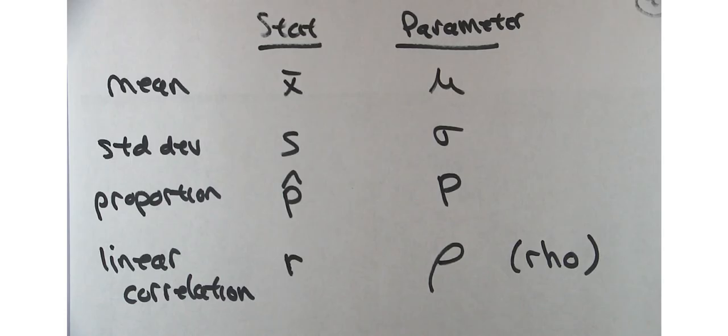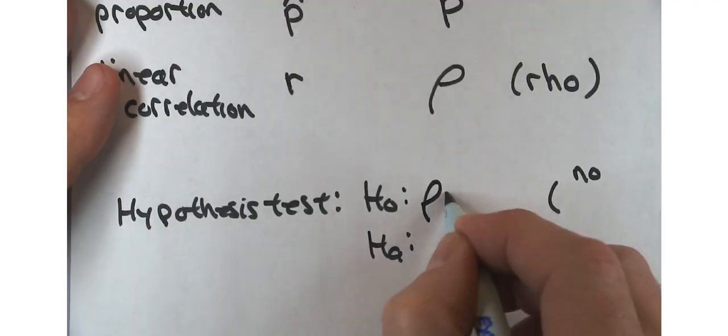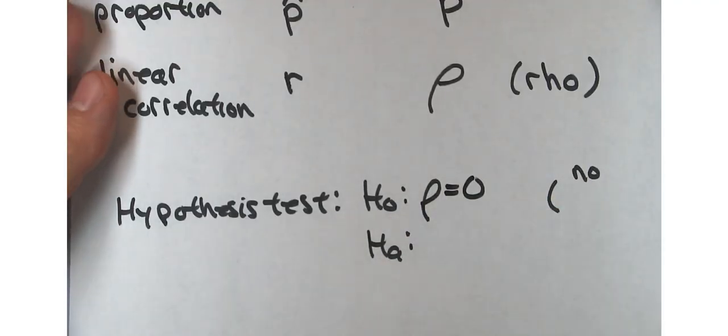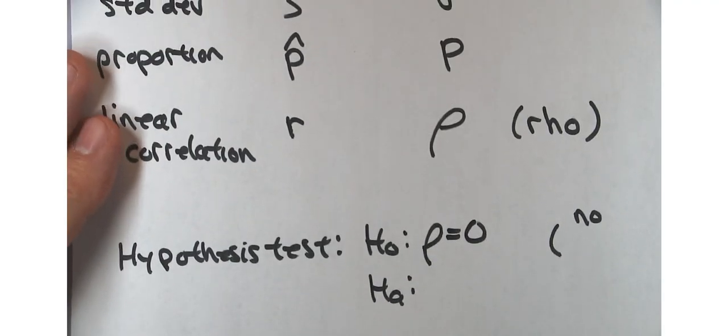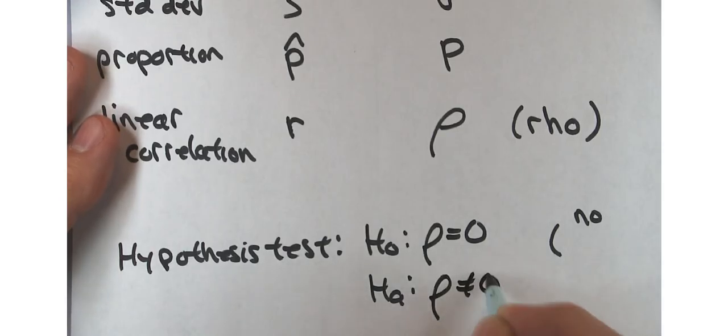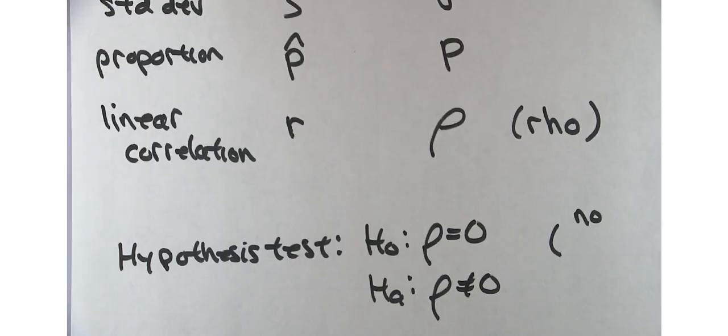We're going to be testing the hypothesis as to whether or not rho is 0. So our null hypothesis is that rho is 0. What would be the alternative to that? Rho is not 0. Let's understand the implications of rho equals 0 and rho not equal to 0 so that we can try and understand what's going on with this hypothesis test.